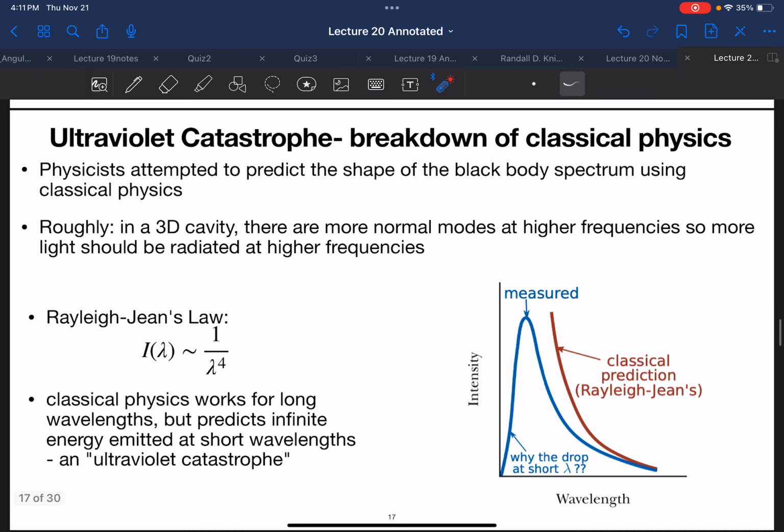Okay. Then we talked about the ultraviolet catastrophe briefly.